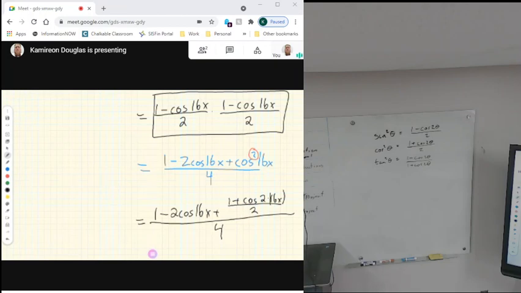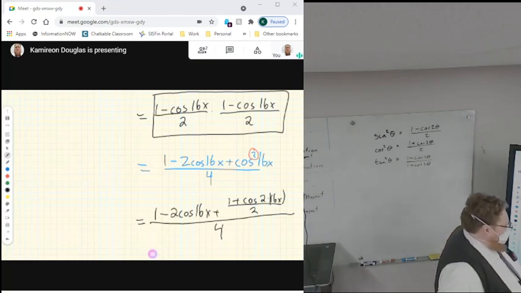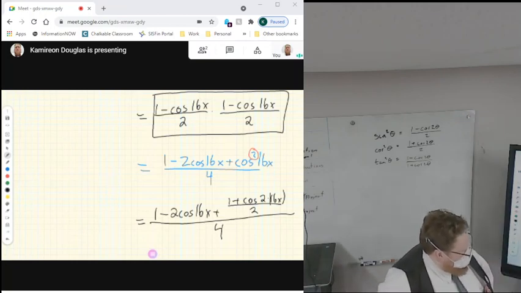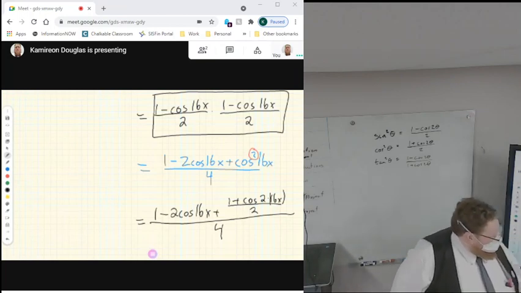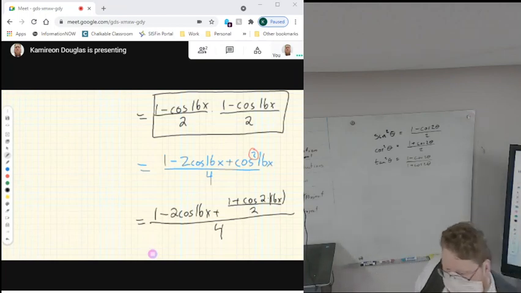Let's see, the final book solution would be 3 minus 4 cosine of 16x plus cosine of 32x all over 8. Just simplifying that fraction down farther. Like I said, you've seen where I'm accepting the answer up above, whereas the book just tends to go farther. That was number 40.